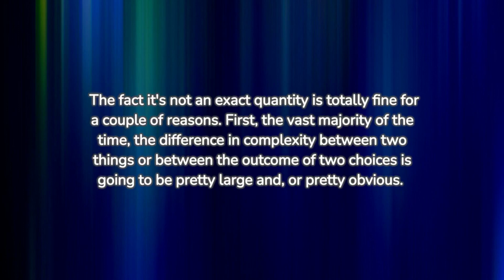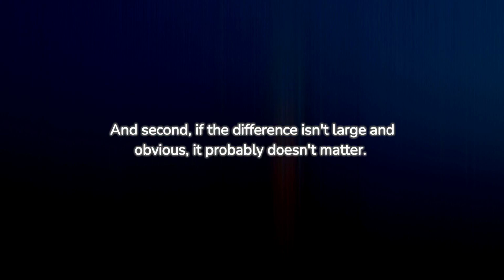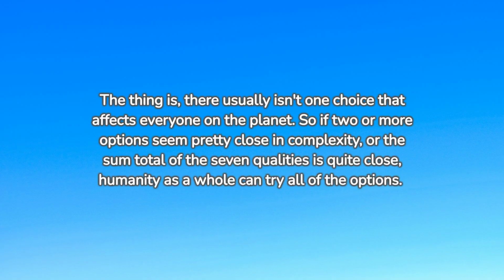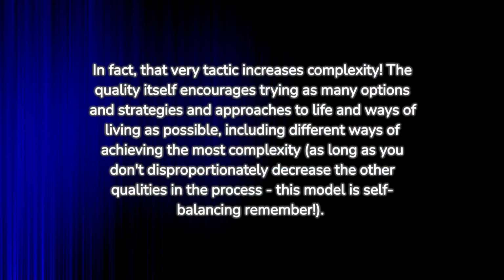First, the vast majority of the time, the difference in complexity between two things or between the outcome of two choices is going to be pretty large and/or pretty obvious. And second, if the difference isn't large and obvious, it probably doesn't matter. The thing is, there usually isn't one choice that affects everyone on the planet. So if 2 or more options seem pretty close in complexity, or the sum total of the 7 qualities is quite close, humanity as a whole can try all of the options. In fact, that very tactic increases complexity.